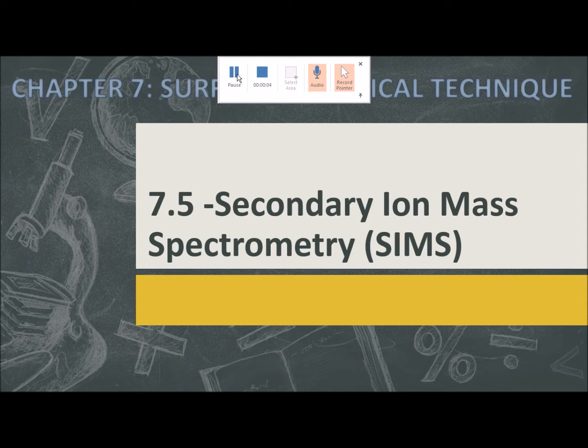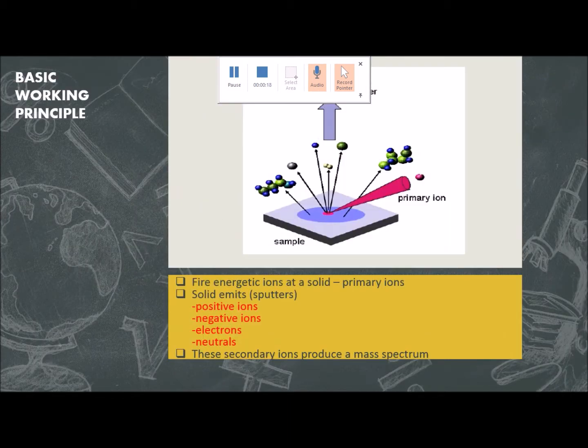In this slide, we are going to talk about secondary ion mass spectrometry, in short, SIMS. For the basic working principle, first, we fire energetic ions at a solid as primary ions. The solid emits, or sputters, positive ions, negative ions, electrons, and neutral particles. These secondary ions produce a mass spectrum.